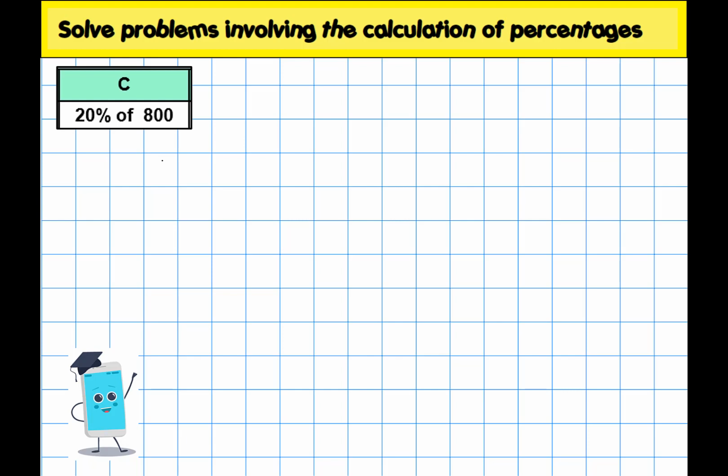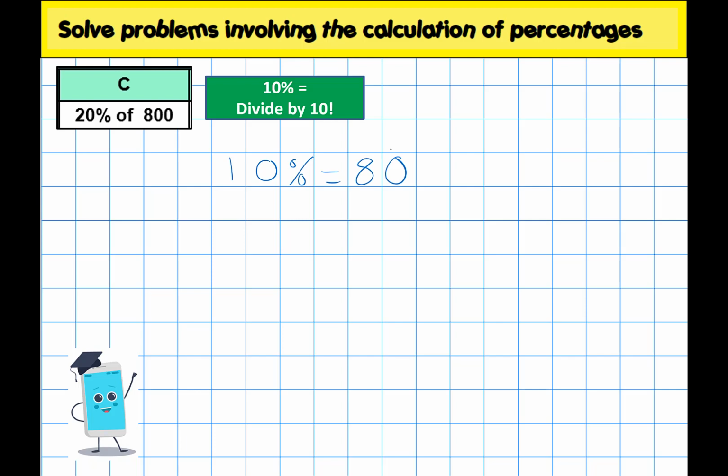20% of 800. Now, how do I find 20%? What clues did I have on that front page that would help me to find 20%? Well, if I can find 10%, how will that help me find 20%? Now, to find 10%, I divide by 10. And remember, to divide by 10, each digit moves along to the right by one space. So 10% is 80.